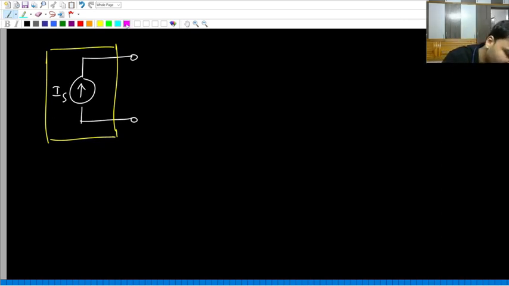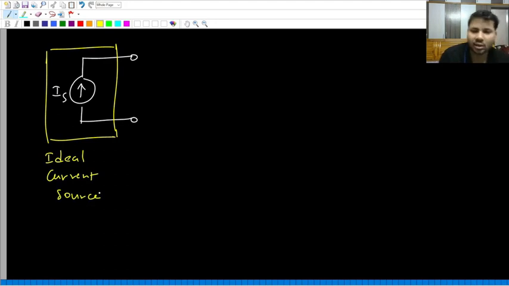Had it been a non-ideal current source, inside the box we would also have an internal resistance Rp connected in parallel. But in the box I have drawn initially, there was no such internal resistance in parallel. We only had the current source, but not that resistance Rp. So this box, you should say it is an ideal current source.